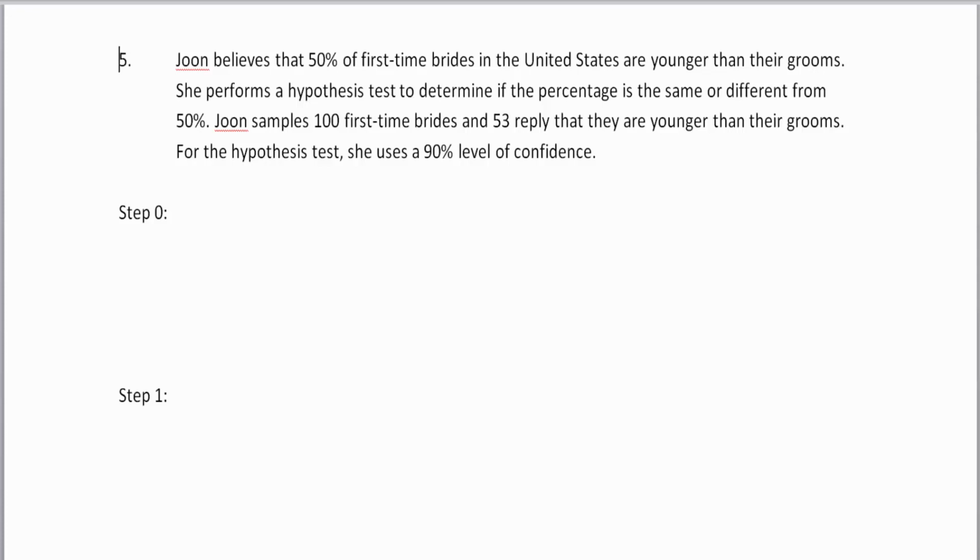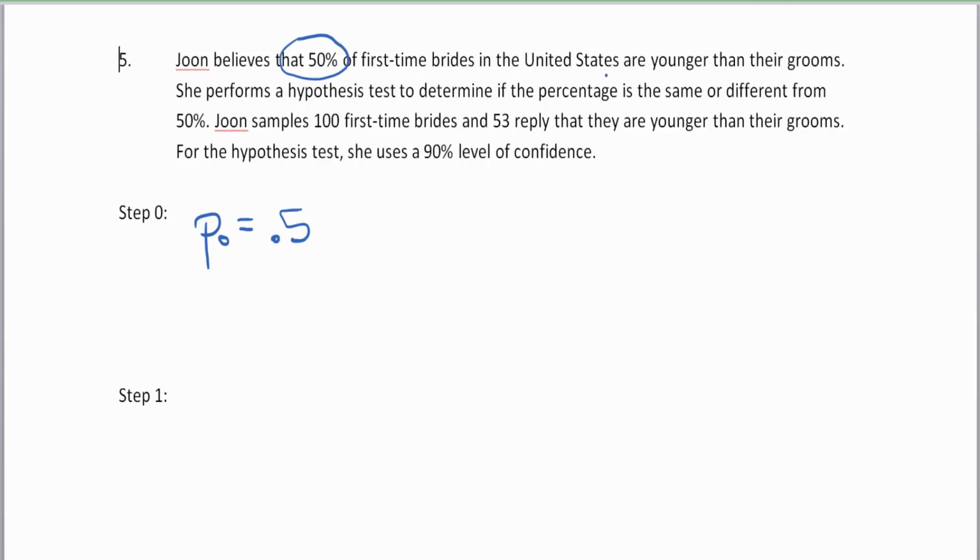All right, so in the previous videos, we looked at hypothesis testing using z-tests and t-tests, and now we're going to look at the proportional z-test for one variable. So here's a situation where June believes that 50% of first-time brides in the United States are younger than their grooms. So this is your major indicator that we are going to use a proportional z-test. Now, that means that our p sub 0 is going to be 50%, or 0.5.